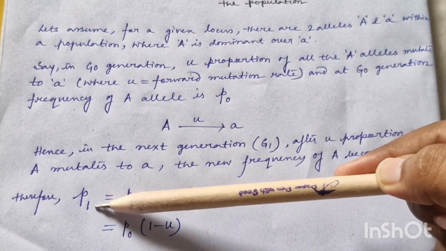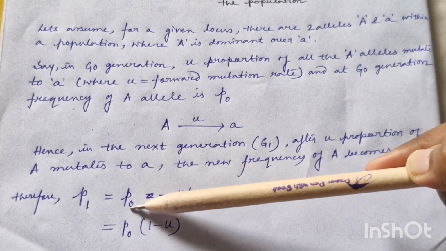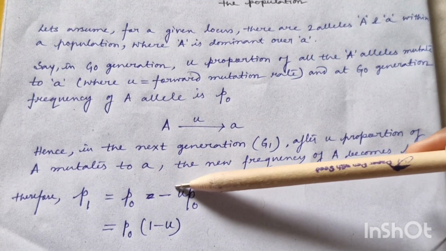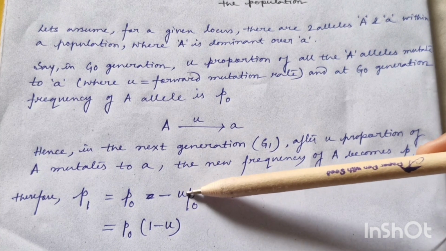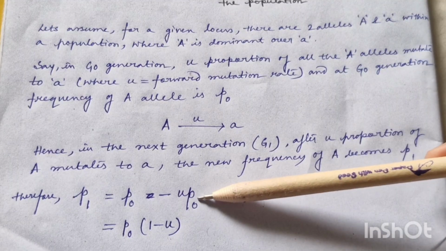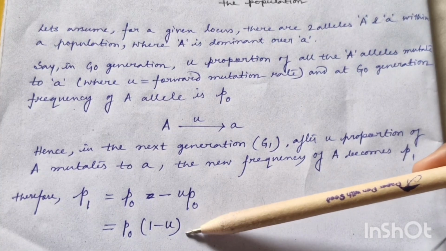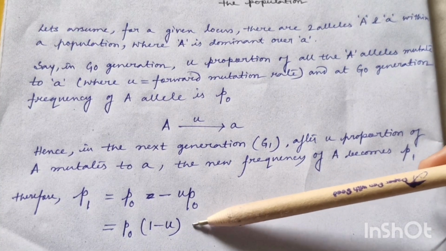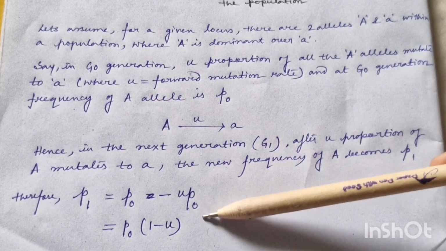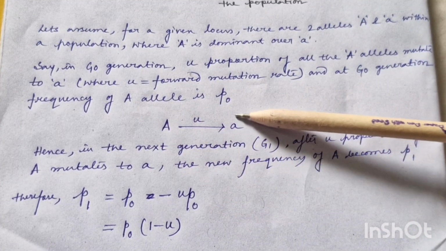Why? Because P1 is the allele frequency of capital A in the G1 generation. That is equal to the allele frequency of capital A in the last generation, that means in the G0 generation, minus the proportion of capital A allele that got changed into small a multiplied by the frequency at G0 generation for capital A allele. Okay. So you can see here the formula becomes P0 into 1 minus U. That means the frequency of capital A allele is getting decreased by UP0 in the first generation. Okay, you can see that clearly here. So frequency of capital A is getting decreased as some of the capital A is getting mutated to small a.